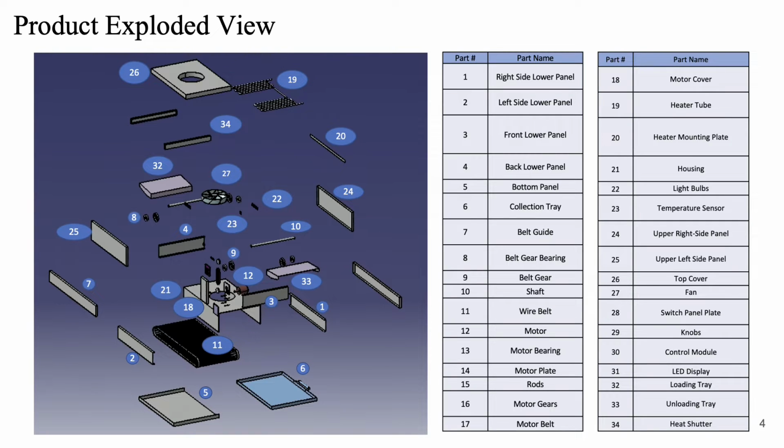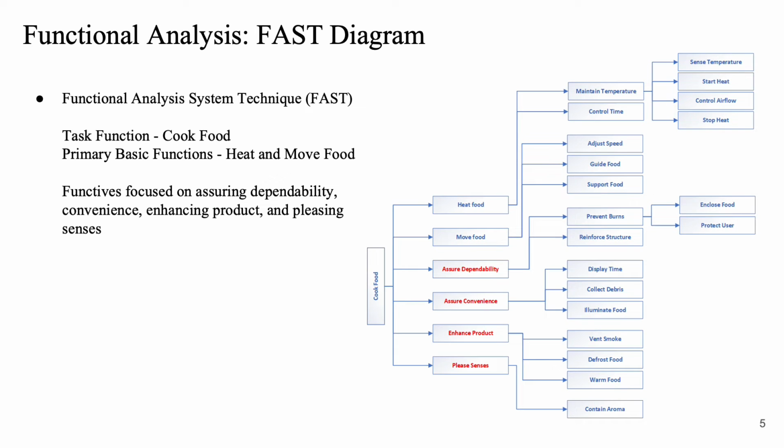On this slide, an exploded view of the product is shown. In the image on the left, we can see the wide variation in parts used to assemble this product. The parts that are used to assemble the product are detailed on the right and are 34 parts in total. To identify all our functions, we created a FAST diagram. The main function is to cook food, and our primary basic functions are to heat and move food. We also focused on assuring dependability, convenience, enhancing product, and pleasing senses.